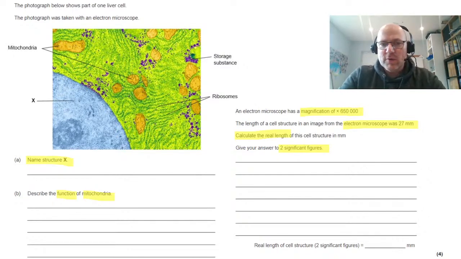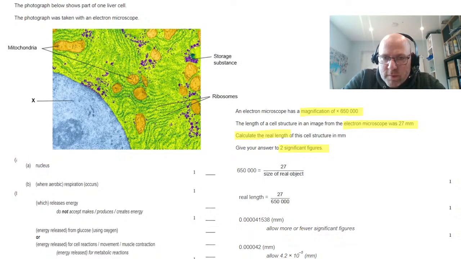So it's very small. They want 2 significant figures. So they want it as 4.2 or 4.1. Let's have a look. 4.2 times 10 to the minus 5 is the answer there. So you go image size over the magnification, and you get the real size of the object. So we just do 27 divided by 650,000. We get that. Put it to 2 sig figs. We don't include the zeros as significant there, so they go afterwards. But there we go. Right answer, guys.